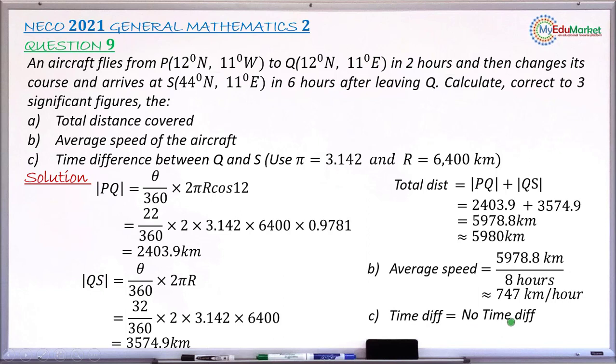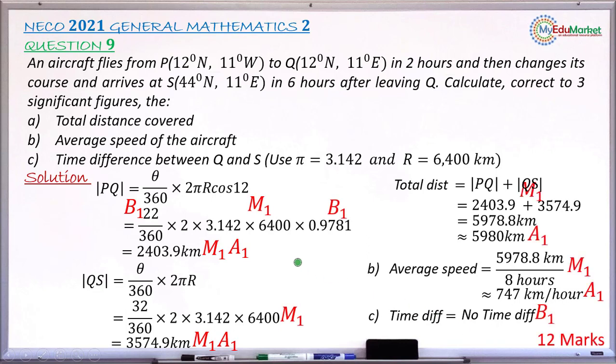So this is the answer to this question number 9. Let me just share with you quickly the mark distribution for this question as it is in the marking scheme. The very first mark is bonus 1 mark, and this bonus 1 mark is for getting a theta that is the difference in longitude in an attempt to find the distance PQ, and you now have theta as 22 degrees. You have this bonus 1 mark.